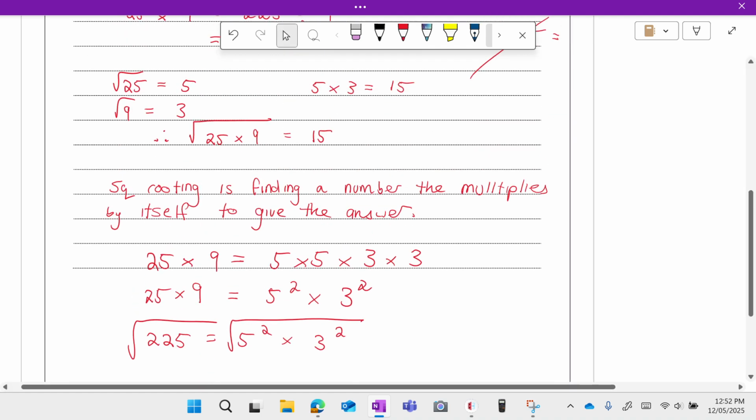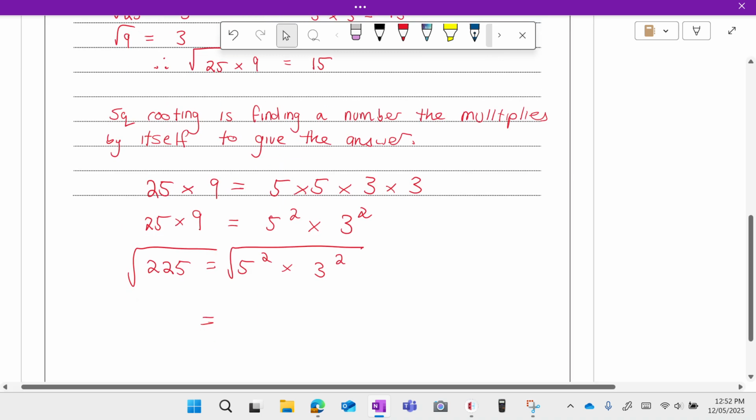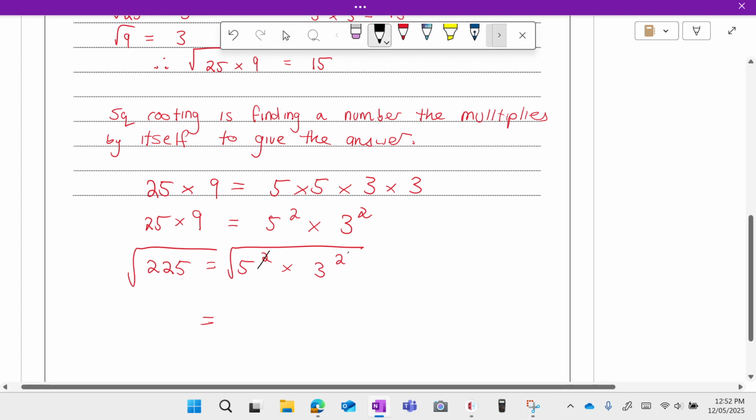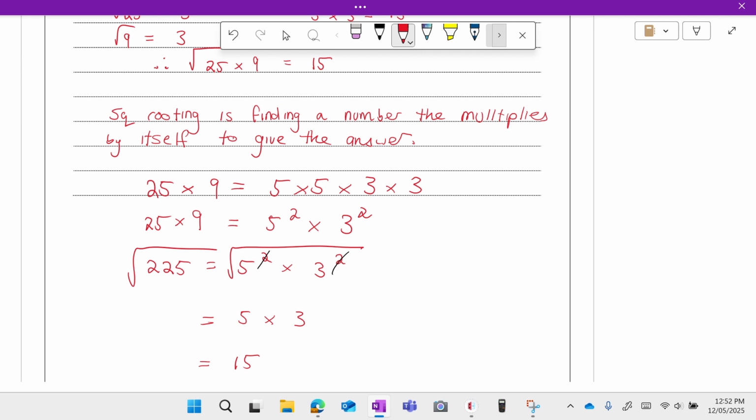What did Kobe say that we did up here? Boston? You take away the square. Beautiful. So this goes away, doesn't it? 5 times 3 is 15. What do we think about that? Yes.